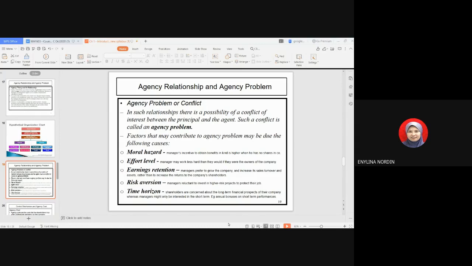Right. The next one is time horizon. This is another thing that creates agency problems, a conflict between managers and shareholders, where the shareholders prefer long-term financial prospects and investment from the company, but the managers are only interested in short-term investment. So that creates the conflict lah. Seorang prefer long-term investment, financial prospect, another one prefers short-term financial prospect. Alright.